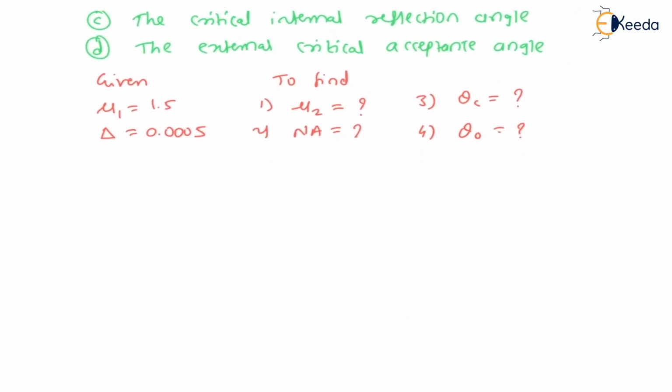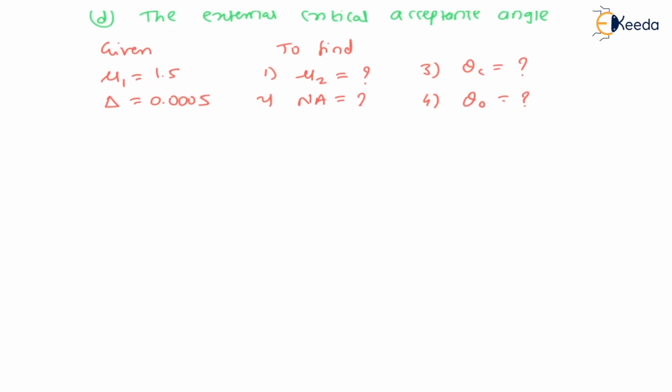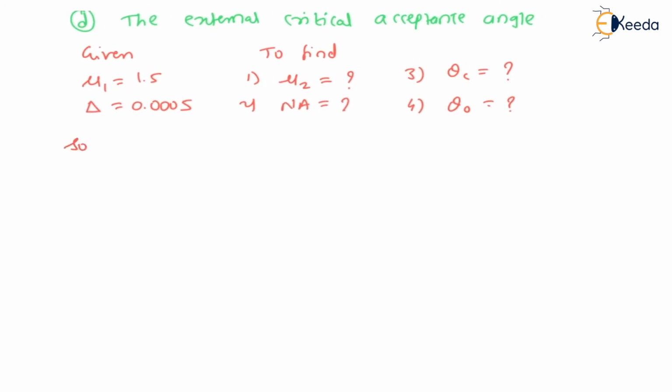We know the given quantities and what we have to find out. So for the solution, first of all we'll find out mu2. To find mu2, I'll first write the formulae and then go for the solution. They have mentioned mu1 and we know the value of delta. We know what is meant by delta: it is the fractional refractive index.